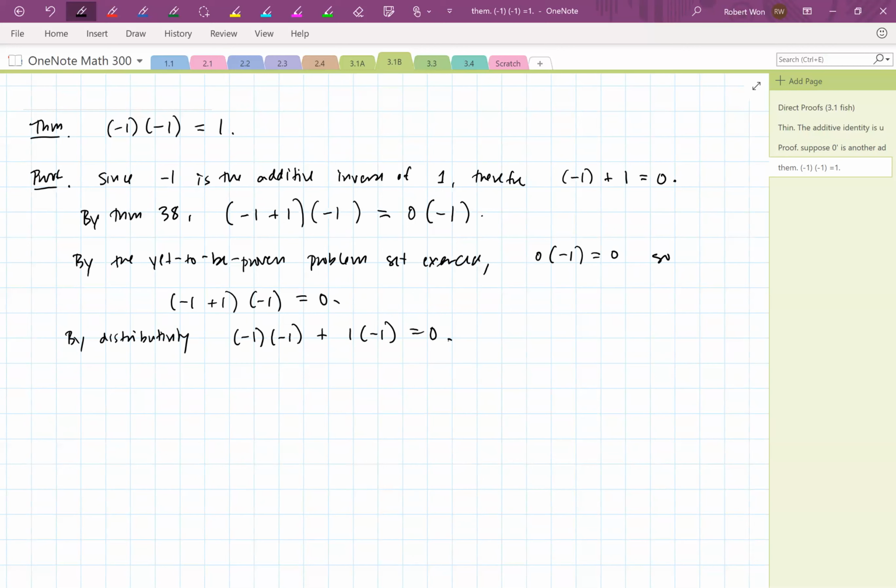Okay, now 1 is the multiplicative identity. So 1 times anything is that thing. In particular, 1 times -1 is just -1. Since 1 is the multiplicative identity, 1 times -1 equals -1. So -1 times -1 plus -1 equals 0.